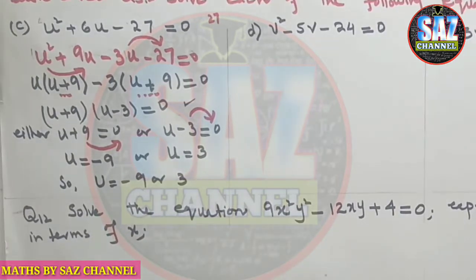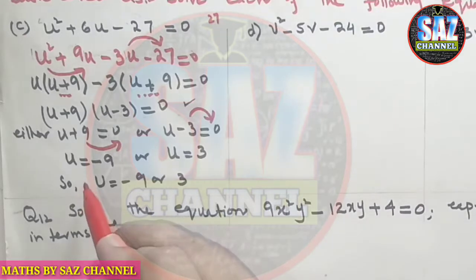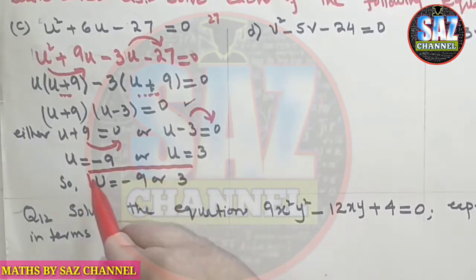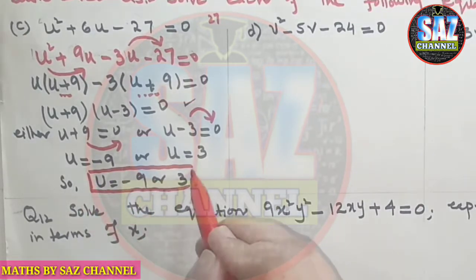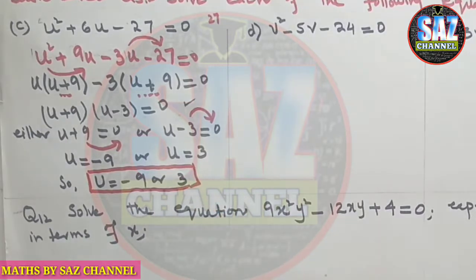I hope this question is clear to you. If you have good command on the hit and trial or middle term split method, you can solve these questions easily.